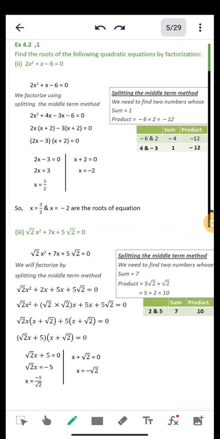This is the way we can factorize any quadratic equation, but not every quadratic equation can be solved by splitting the middle term. Keep one thing in mind: we can always apply the quadratic formula.